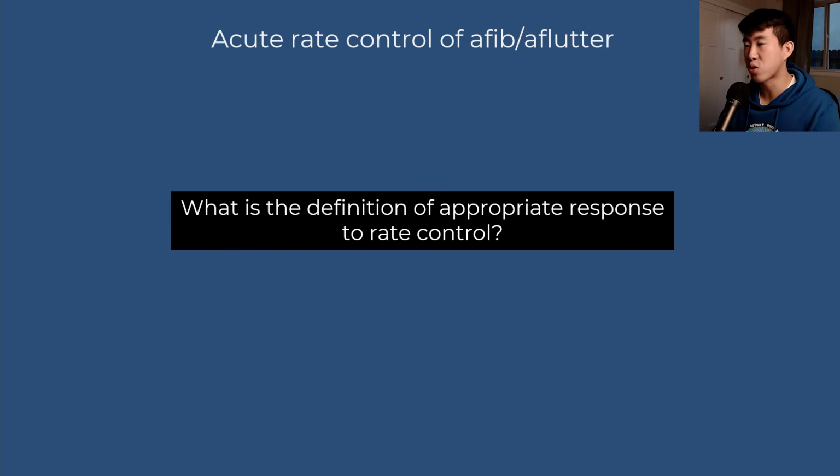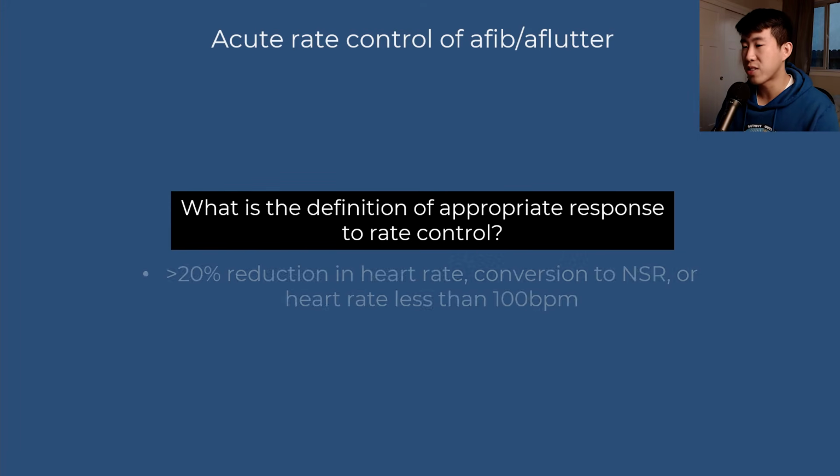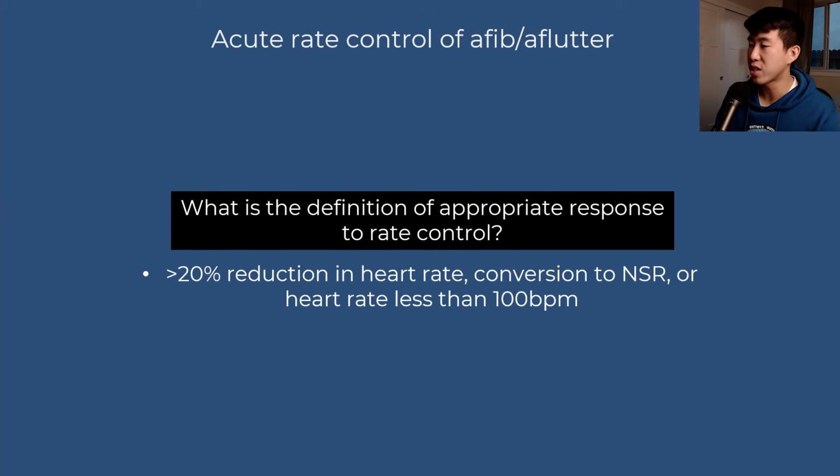Now, a couple of extra questions. What is the definition of an appropriate response to rate control? The answer to that is going to be a greater than 20% reduction in the heart rate, conversion to normal sinus rhythm, or a heart rate less than 100 beats per minute.